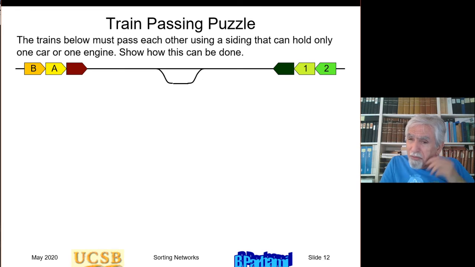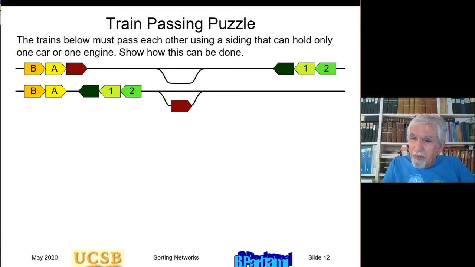Okay, so I challenge you, encourage you to think about this before advancing the video and seeing my solution. Surprisingly, the problem can be solved. No matter how long the two trains are, they can pass each other using that single car siding.